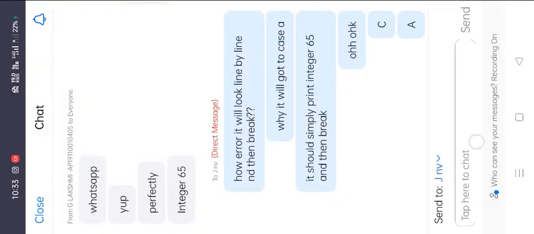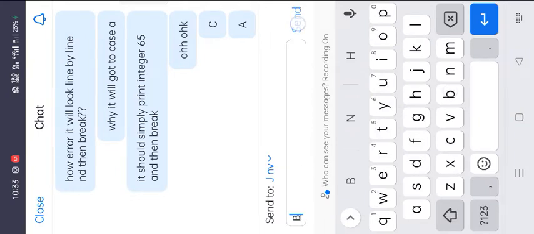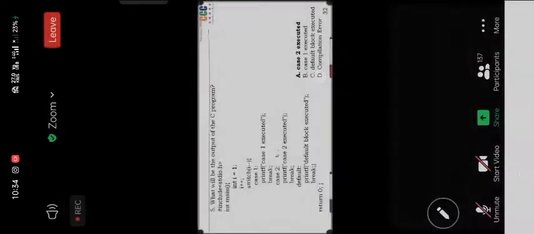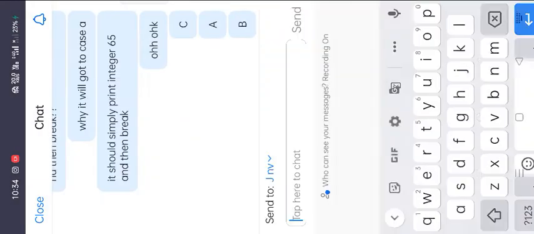Harsha is saying it is A. Case 2 executed. Okay. Why case 2 executed? Integer I equals to 1. I plus plus, that is 2. Then I minus minus, case 2 executed. Yes, very good. It is clear. Yes, yes, yes. Hey, not B. It is case 2.